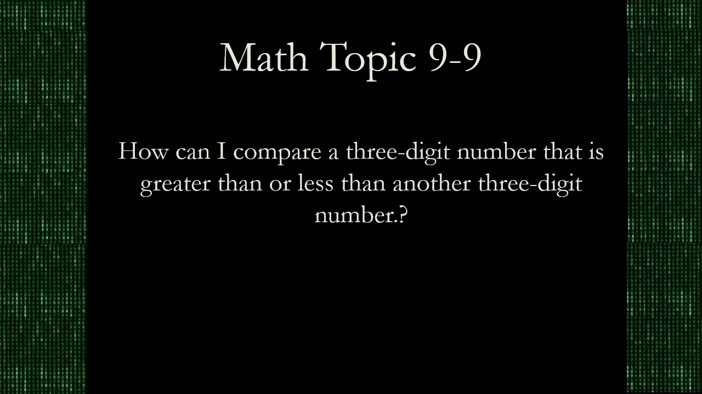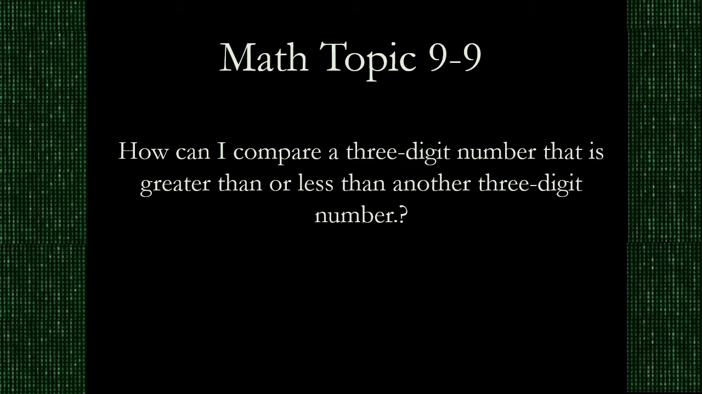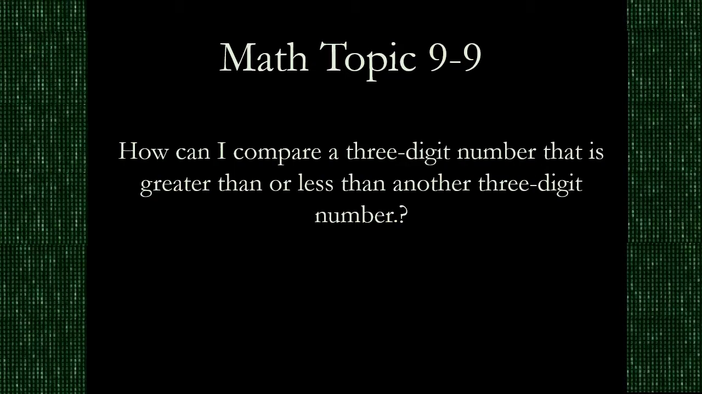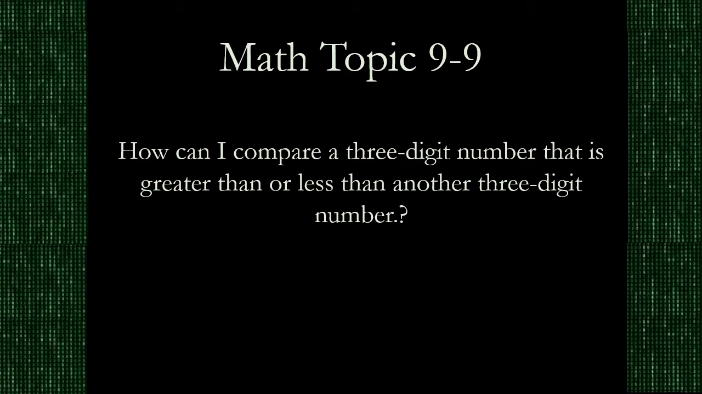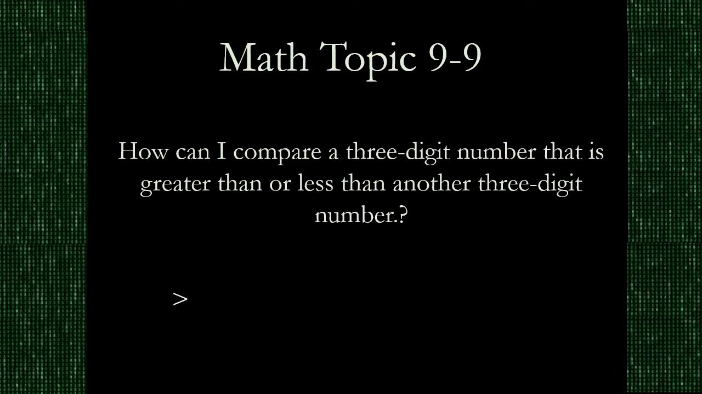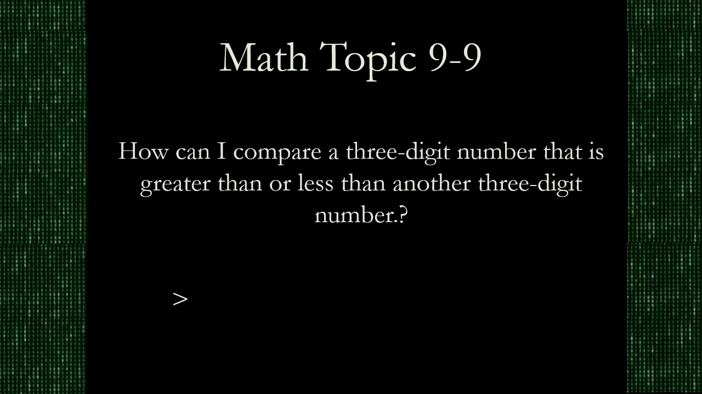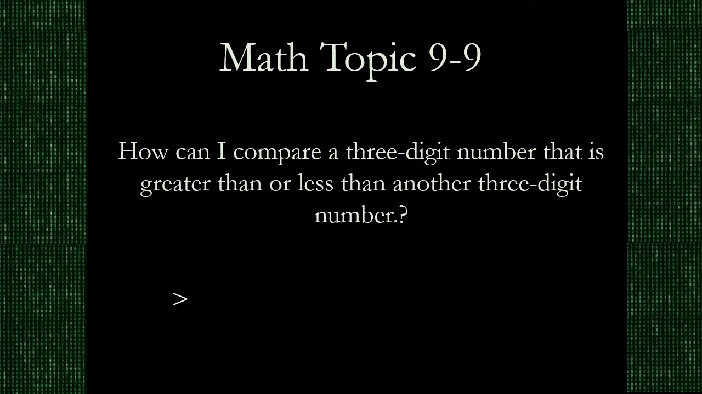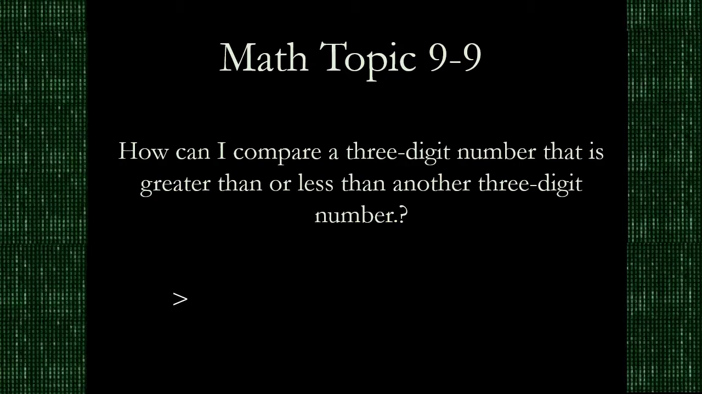We are in topic 9-9 and almost at the end of this very long chapter. And many of you have told me this hasn't been too hard. The tricky part has been the symbols. Well, let's look at our question for today. How can I compare a three-digit number that is greater than or less than another three-digit number?